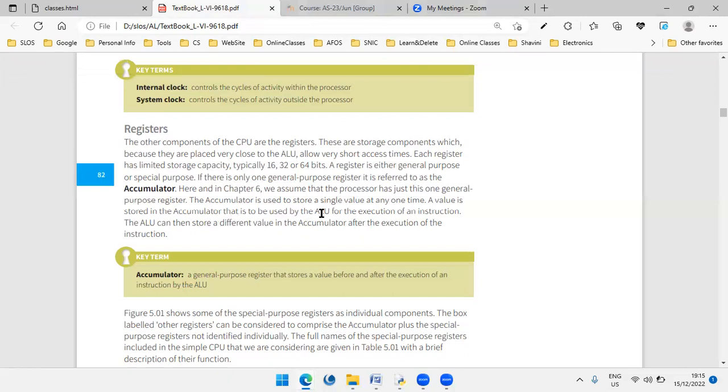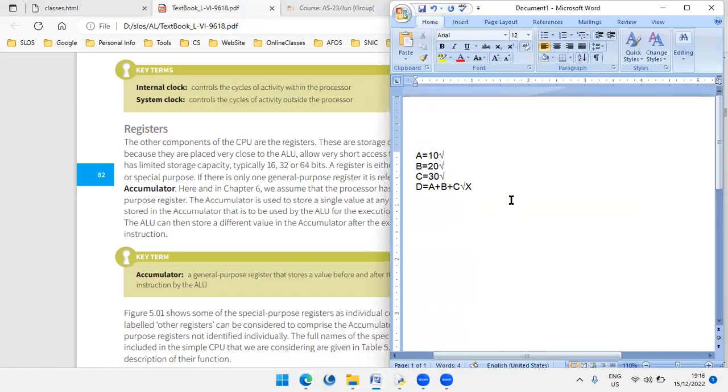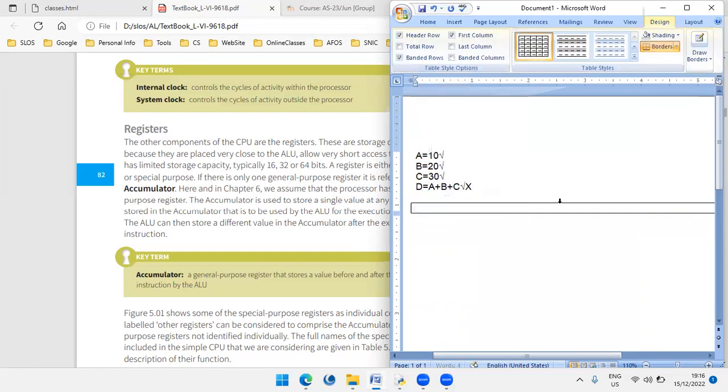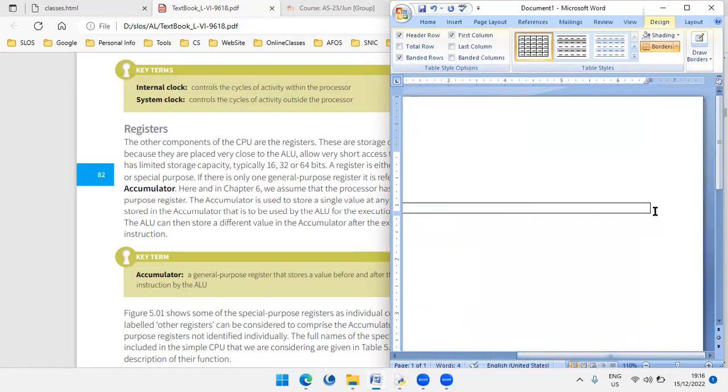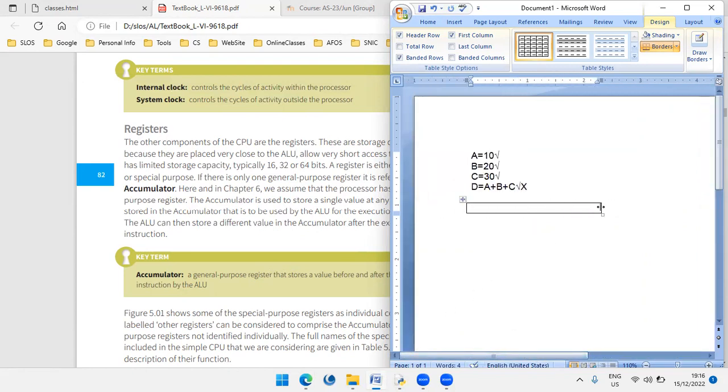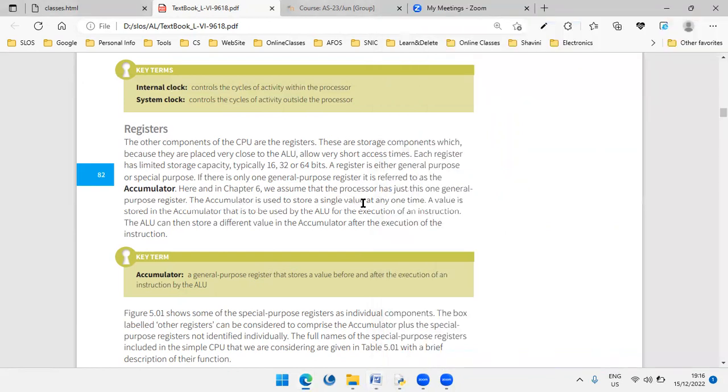The accumulator is used to store a single value at any one time. That is one thing that you have to remember. The accumulator is like a small box, a very small register. So what do you have in this? The accumulator is used to store a single value at any one time.